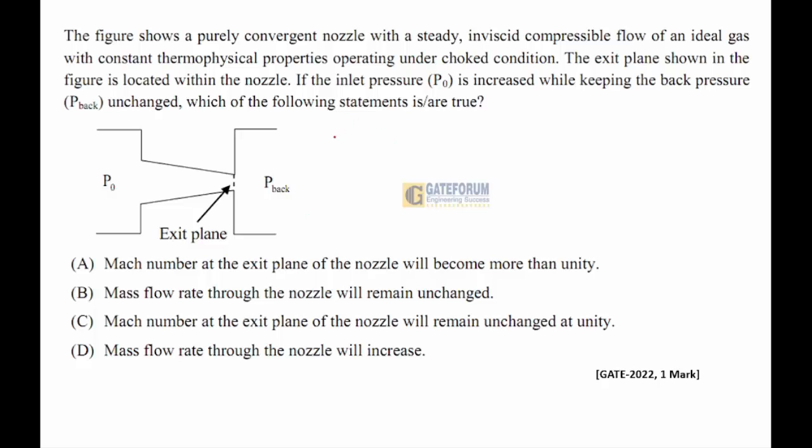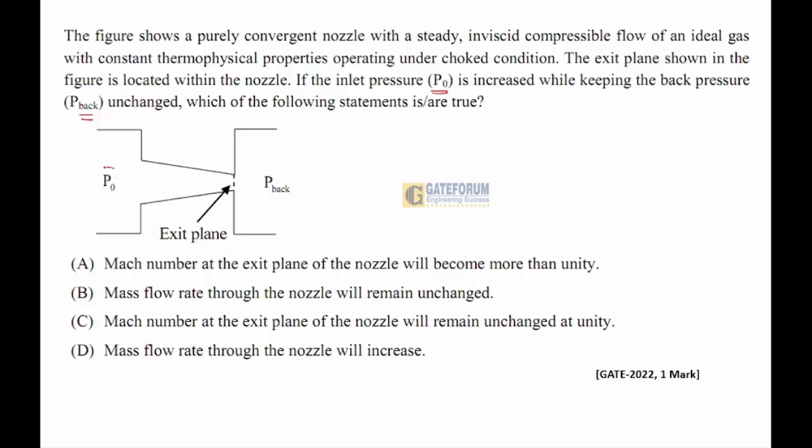A figure shows a purely convergent nozzle with a steady inviscid compressible flow of an ideal gas with constant thermophysical properties operating under choked condition. The exit plane shown in the figure is located within the nozzle. If the inlet pressure P0 is increased while keeping the back pressure P back unchanged, which of the following statements is or are true?